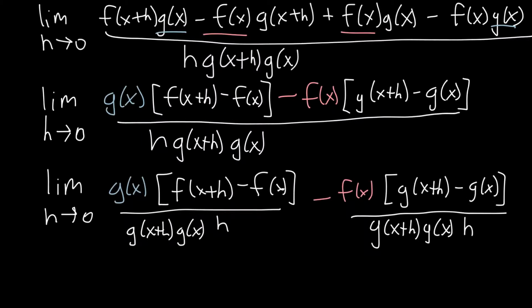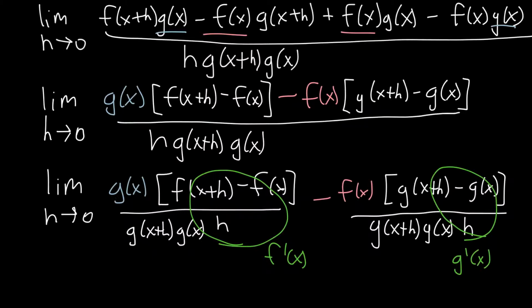So now that we've split up our fraction, let's take a look here. We have f of x plus h minus f of x all over h. And we have g of x plus h minus g of x all over h. Both of these are the derivative of f and g respectively. And in the proof we are assuming that f and g are both differentiable. So what this says to us is that we can take this entire portion here and rewrite it as f prime x. Similarly, we can take this entire portion here and rewrite it as g prime x.